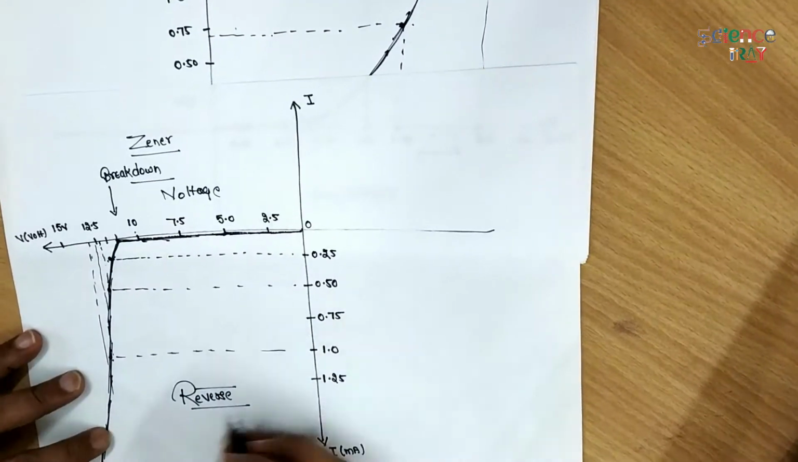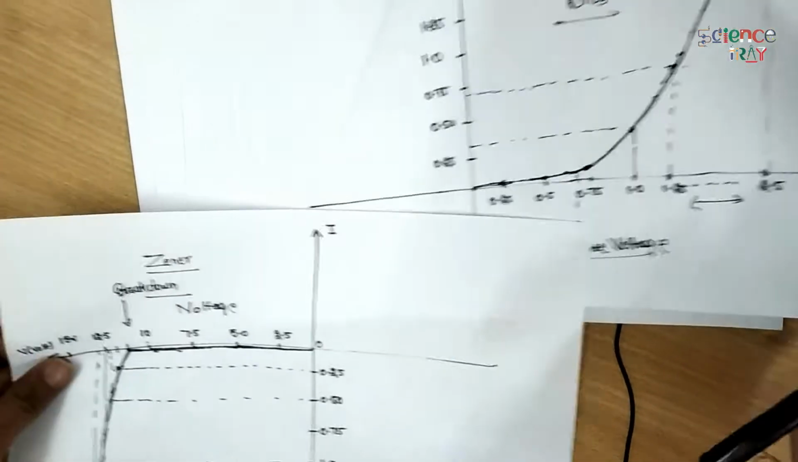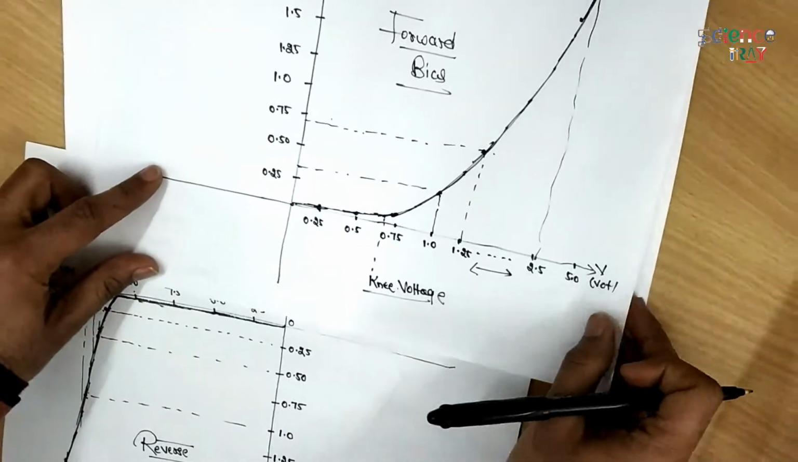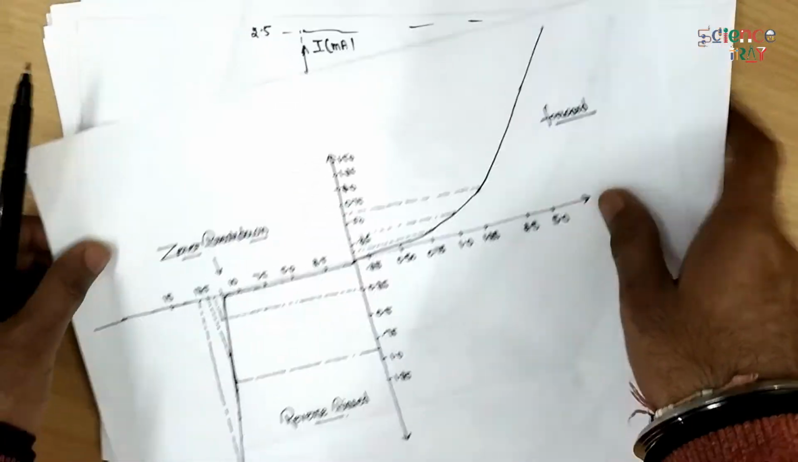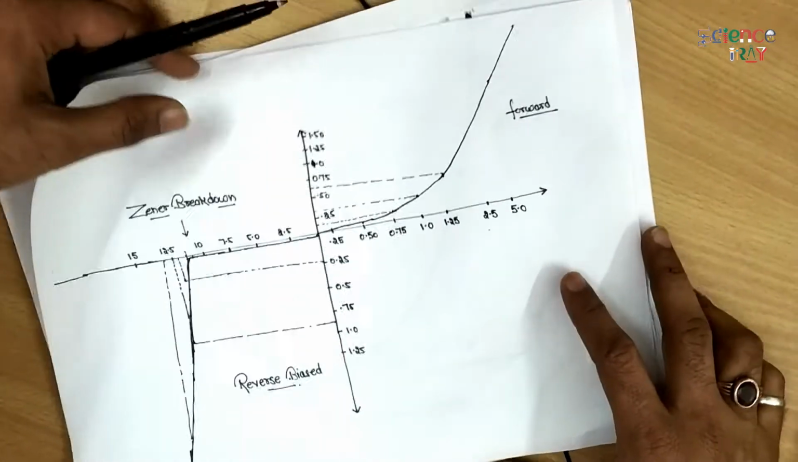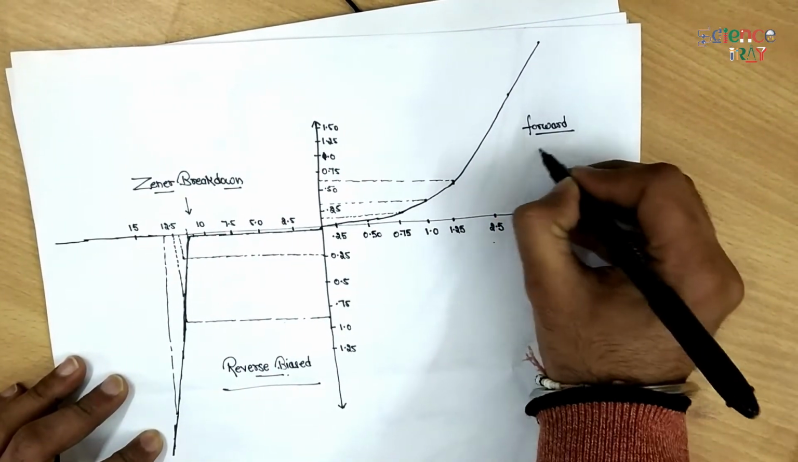This is our reverse bias graph, and when we combine both of these, we find a new graph that looks like this: the Zener pattern, reverse bias and forward bias.